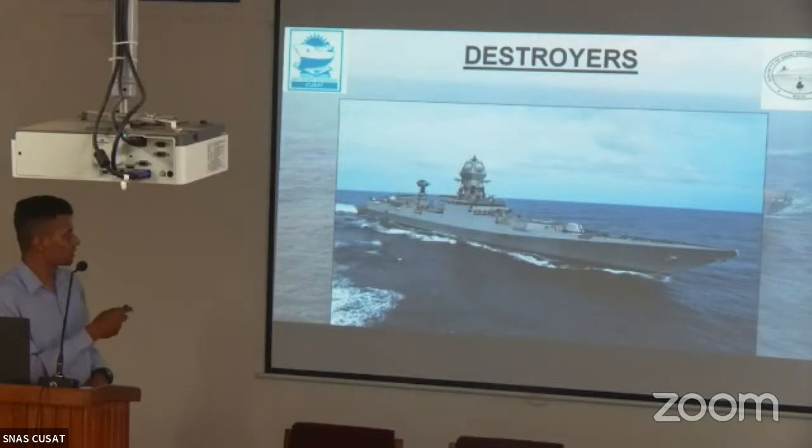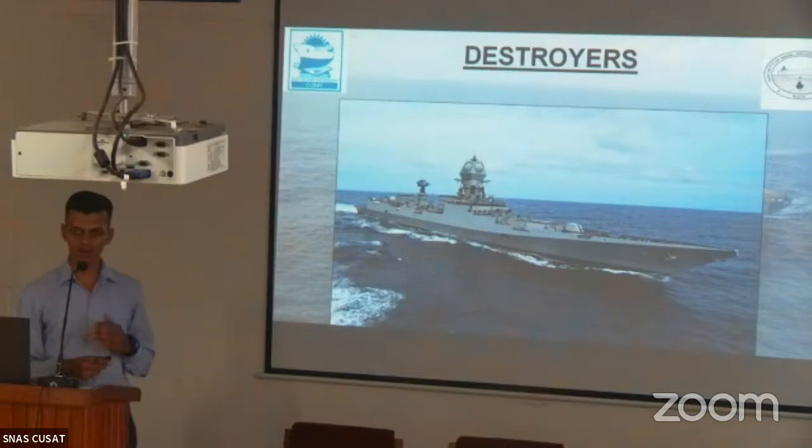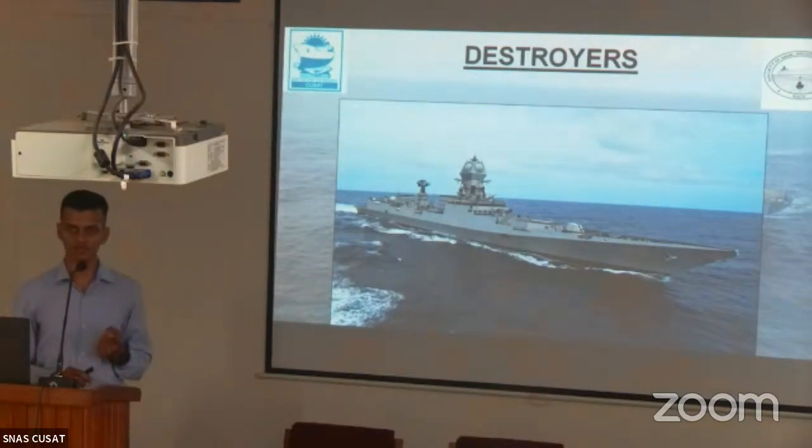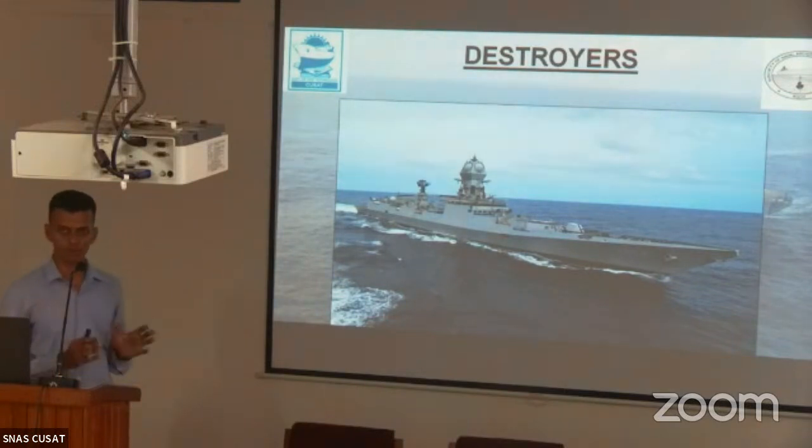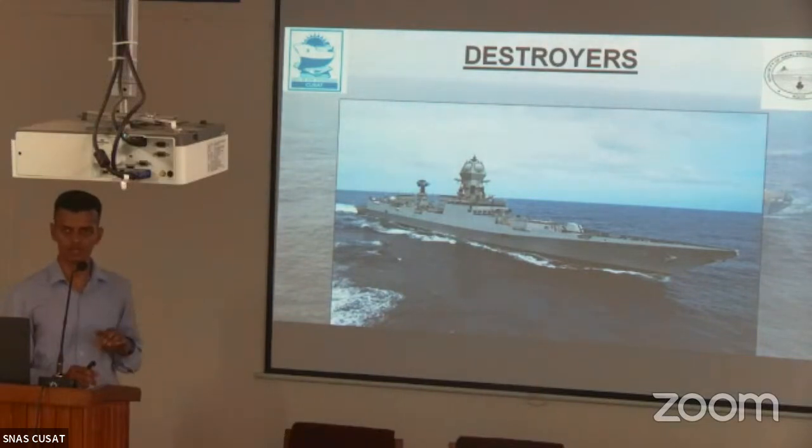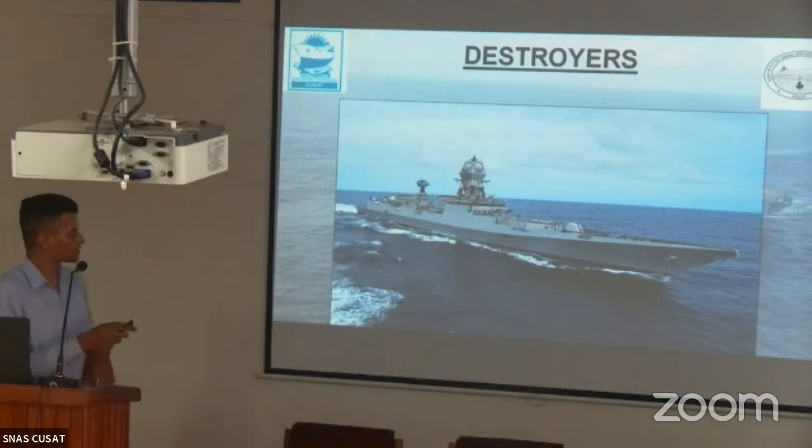So next are destroyers. These vessels are generally aimed at achieving superiority in all three domains, that is surface warfare, subsurface warfare, and area air defense. So it is a complete package. It has all the missiles and air defense systems you can dream of. So it is a complete package.